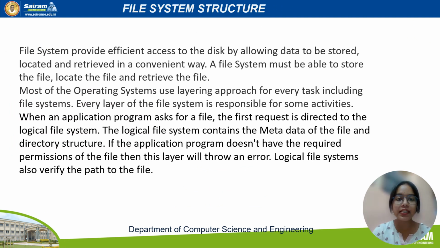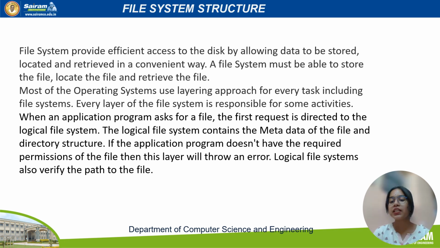This slide will tell us the basic operations, the definition of the file system structures, and what functions are done in the file system structures. A file system provides efficient access to the disk by allowing data to be stored, located, and retrieved in a convenient way. A file system must be able to store the file, locate the file, and retrieve the file. Here they are saying there are three basic functions in a file system structure: storing the data, locating the data, and retrieving the data.